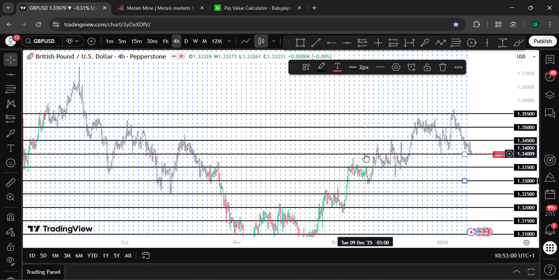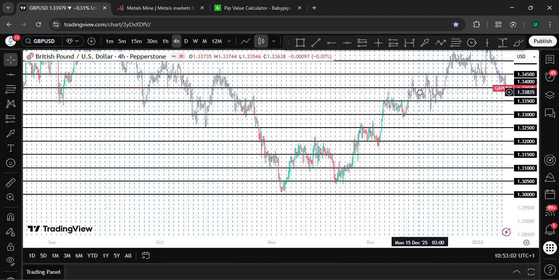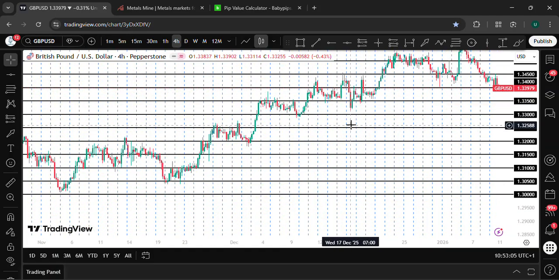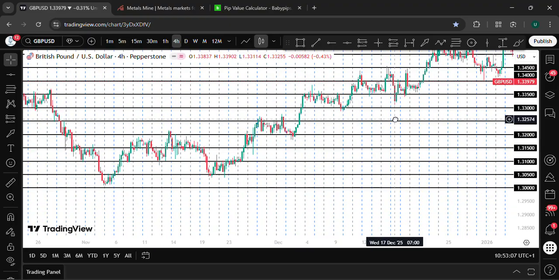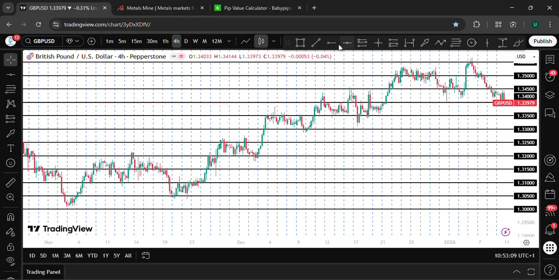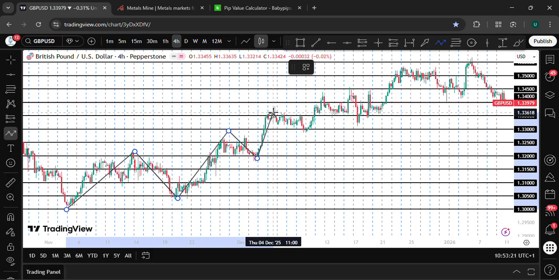Let's look at this uptrend in the 4-hour time frame on GBP USD. We are seeing a series of higher highs and higher lows. For example, you can see that over here. Let me bring this up. You can see that it's a clear, perfect uptrend. And we're about to see a change of character over here.